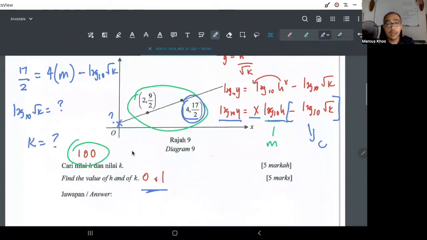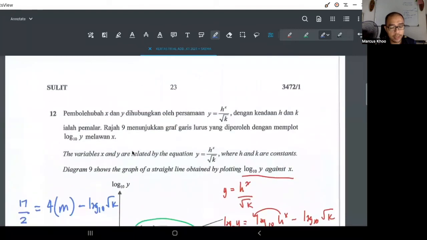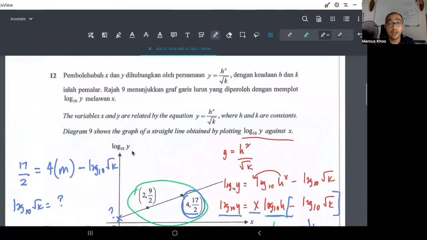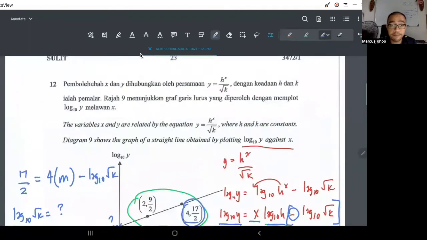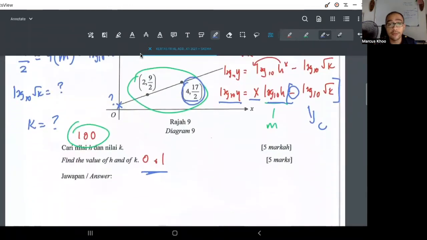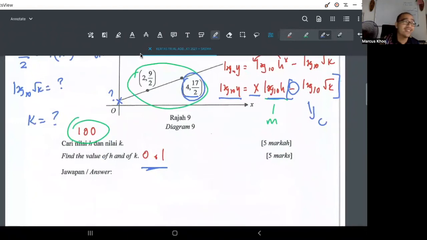So this is a pretty standard linear law question, which I wouldn't say is too difficult. Just that you need to be careful, especially with the C. I think the most important one is the letter C. The C is the one that I'm afraid you might miss out the negative. Okay, so that's question number 12. 5-mark question. It's such a big number.